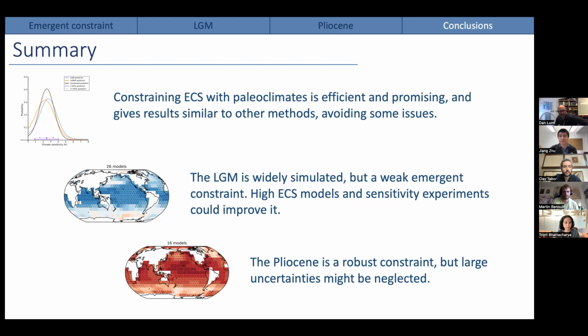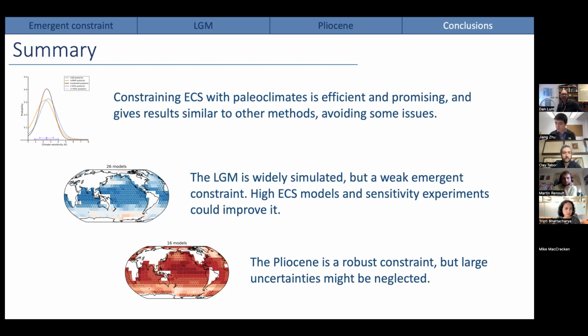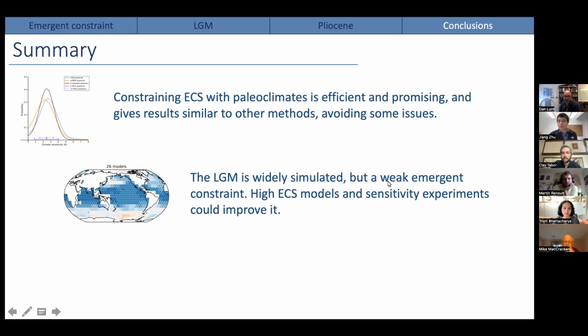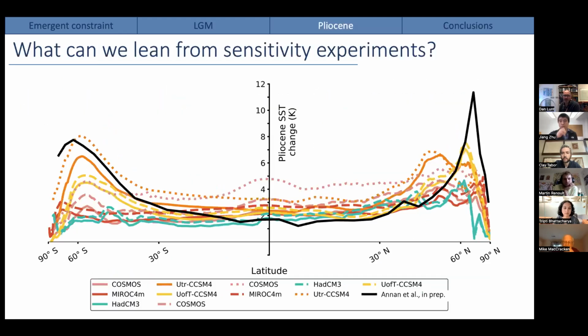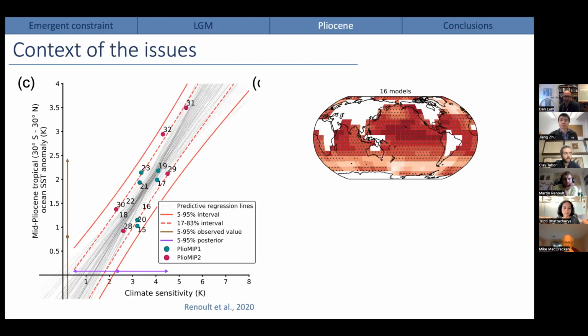Thanks, Martin. Really nice talk. I guess just to comment on the Pliocene. You mentioned the uncertainties in the temperature reconstructions, meaning we're not quite sure where we should be on the y-axis of your plot. But also the major uncertainty with using the Pliocene for emergent constraints is that there's quite a large uncertainty in the CO2 that we should have put in the model.